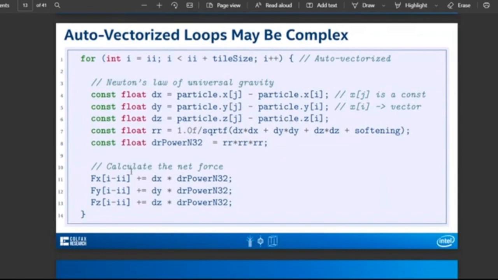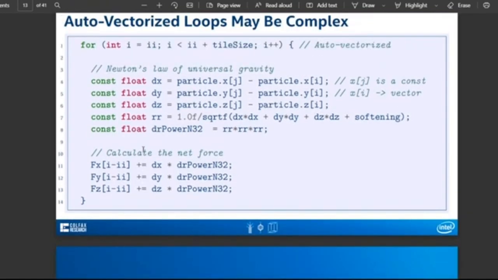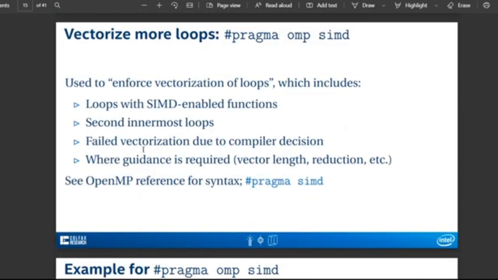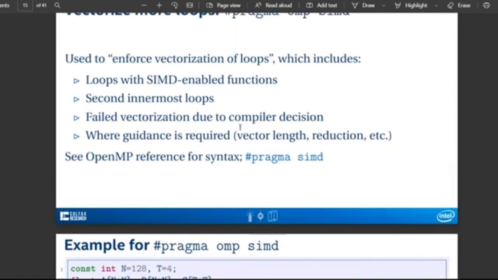Now, automatically vectorized loops may be complex. So we've got this loop here. This is a single loop, and this is Newton's law of universal gravity. So it's kind of complex, but this is going to be automatically vectorized, which is great. Also, if we want to go into this in more detail, we can have loops with SIMD enabled functions, and then we've got to look at failed vectorization due to compiler decisions.